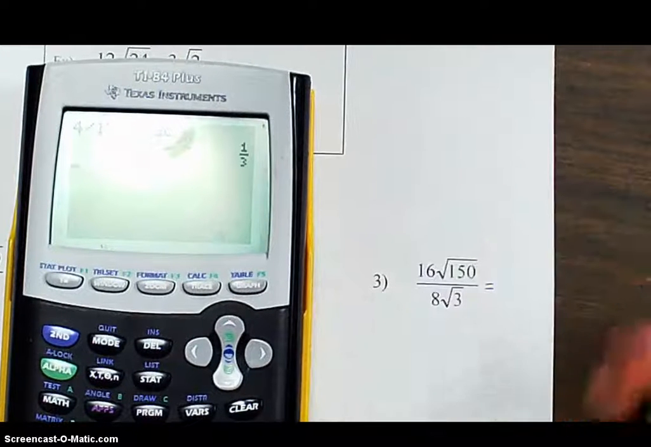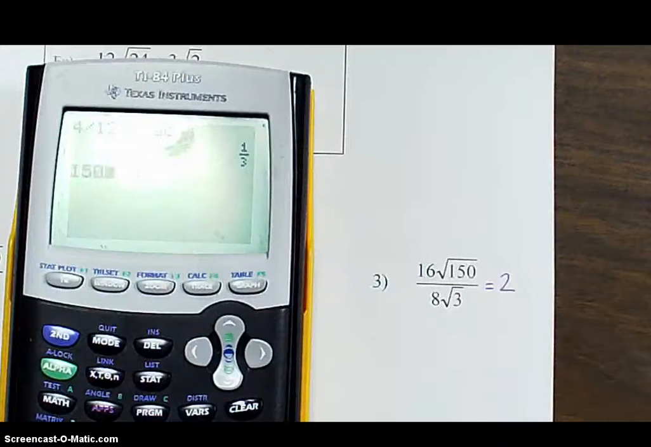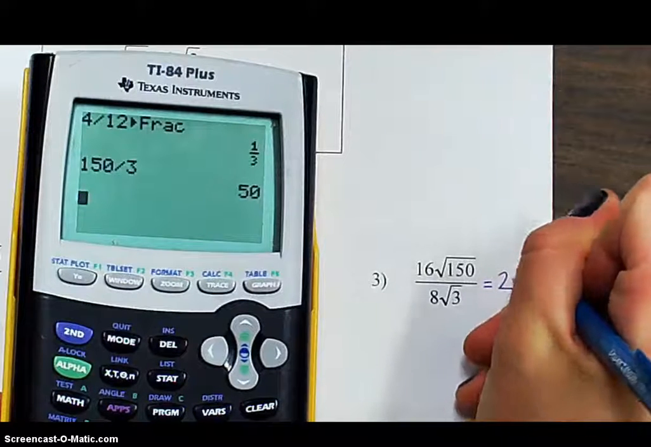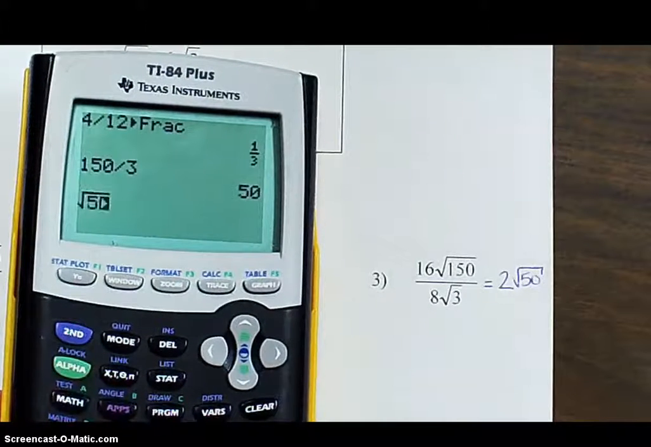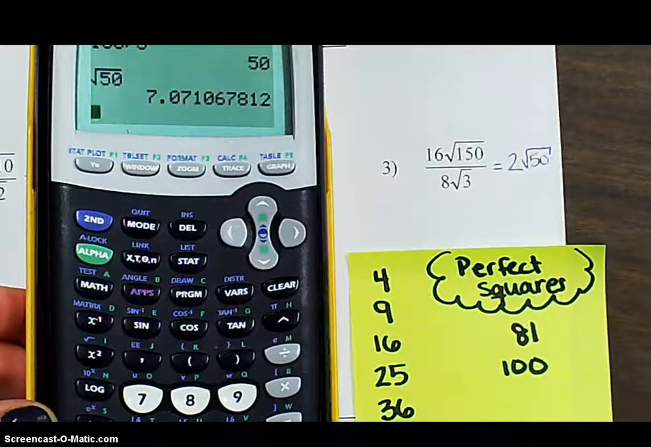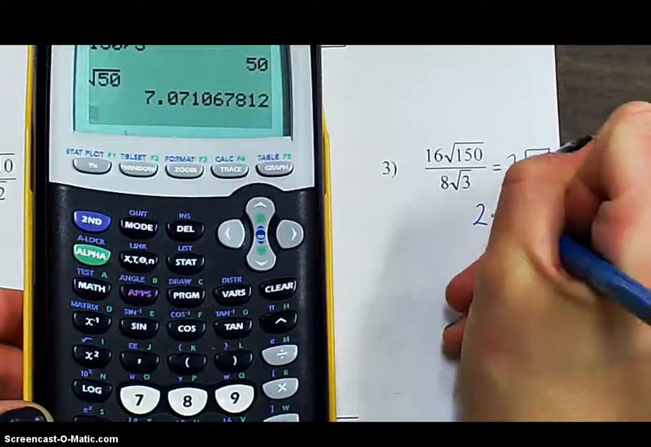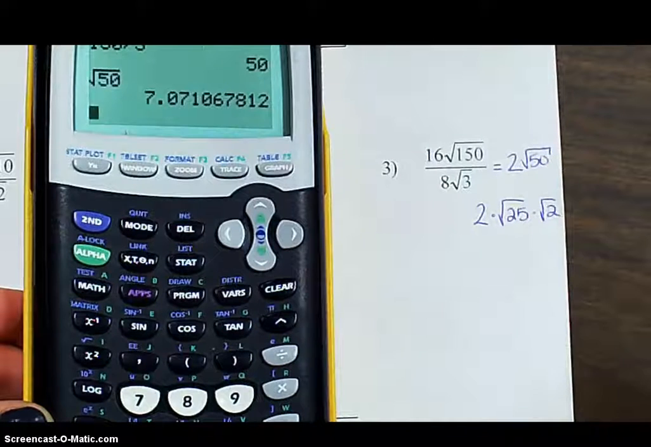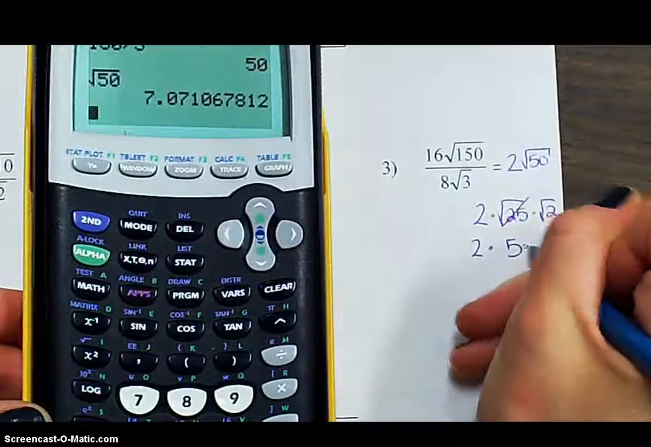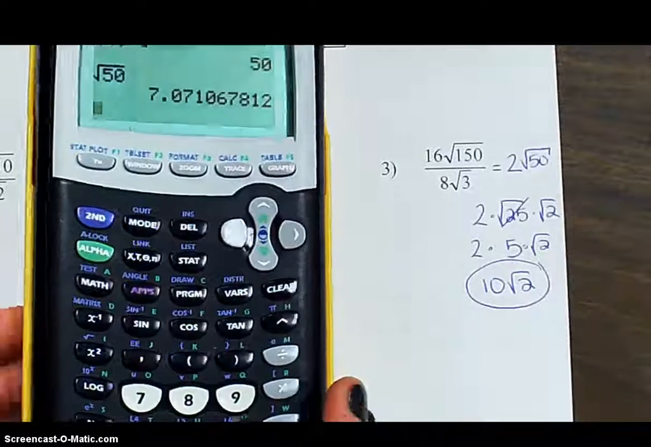Okay, let's take a look then at number 3. So first we're going to divide the whole numbers. So 16 divided by 8 is 2, and then 150 divided by 3, we get 50. So radical 50. Now radical 50, it's not a perfect square, but is there a perfect square that goes into radical 50? Well, I think 25 is going to work. So we have 2 times radical 25 times radical 2. Now the square root of 25 is 5, so it's really 2 times 5 times radical 2, which is going to give us 10 radical 2. And we've got our final answer there.